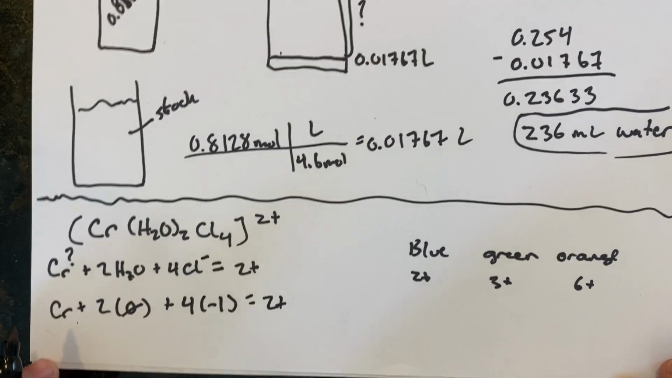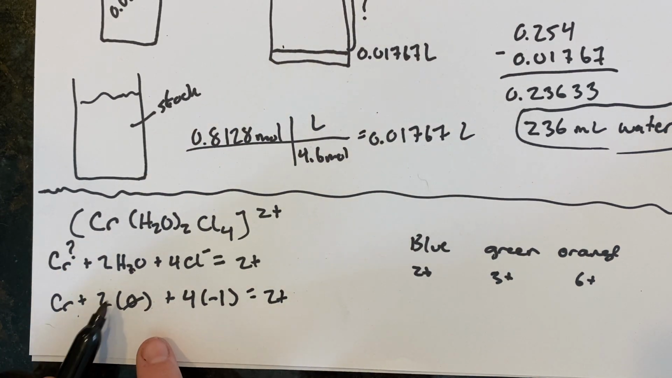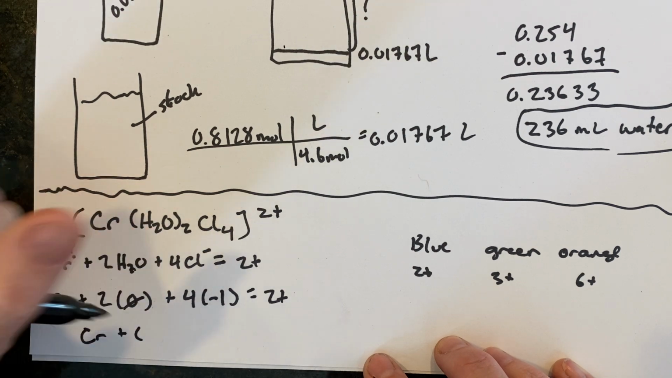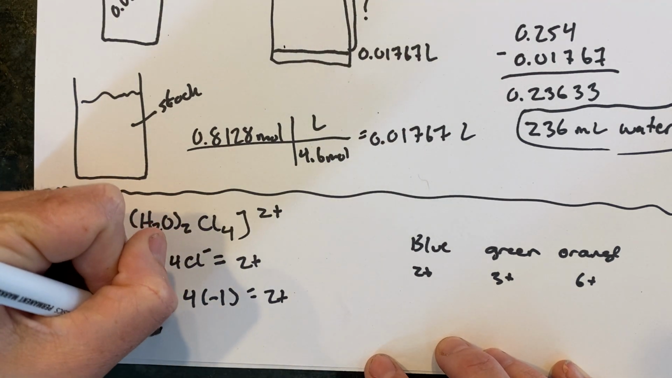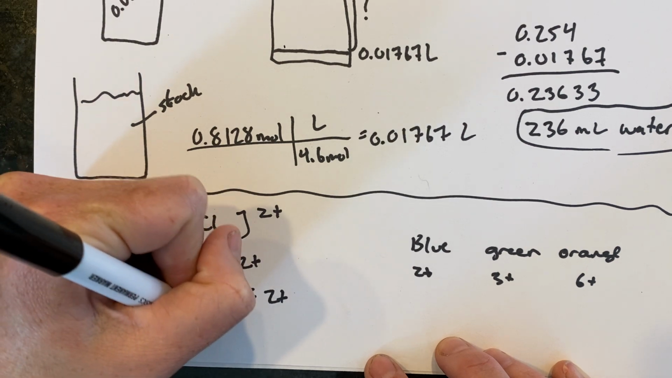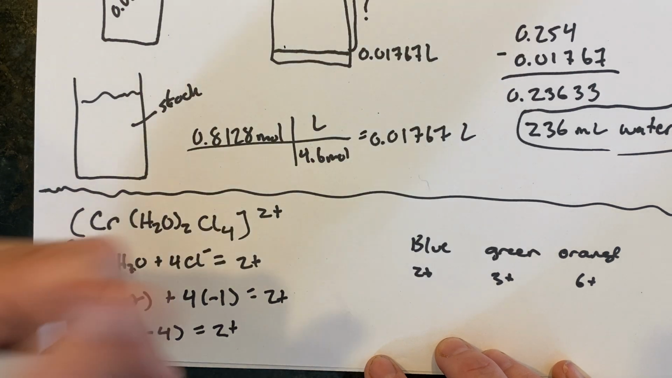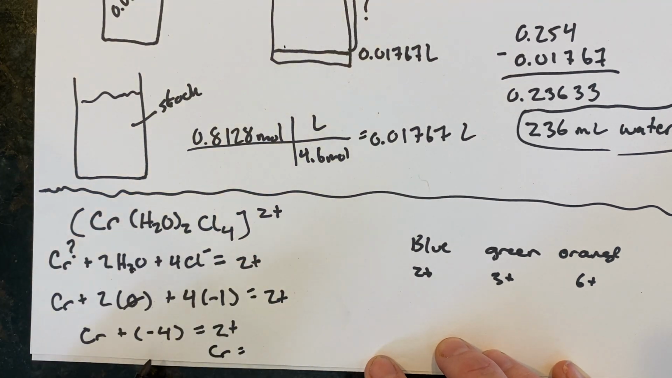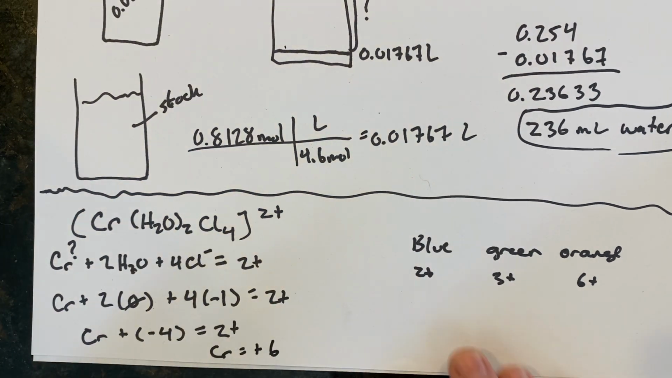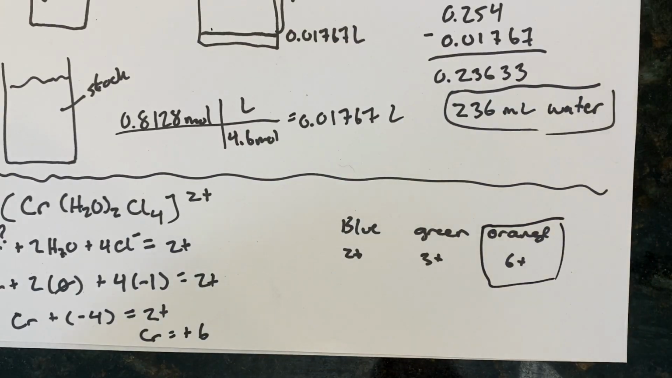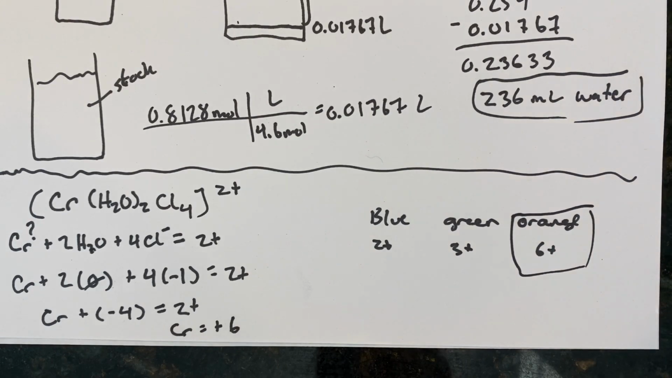All right, now we can kind of combine this. This is 0, and this is a -4, so we have chromium plus 0 plus -4, which is chromium -4 equals our +2. Then you add 4 to both sides. So if I add 4 here and I add 4 there, chromium is going to equal +6. In other words, the chromium solution will be orange. So hope that helps answer the student's question, and let me know if it doesn't.